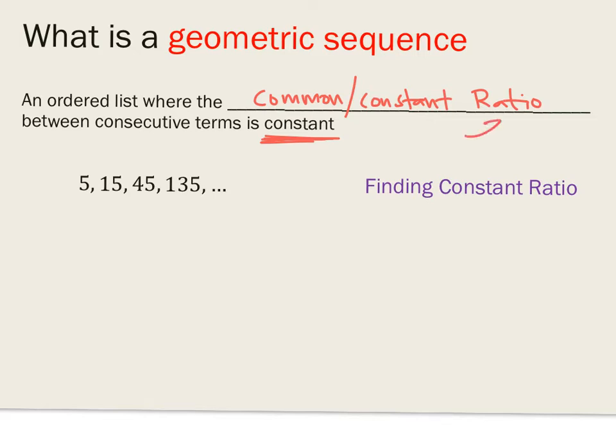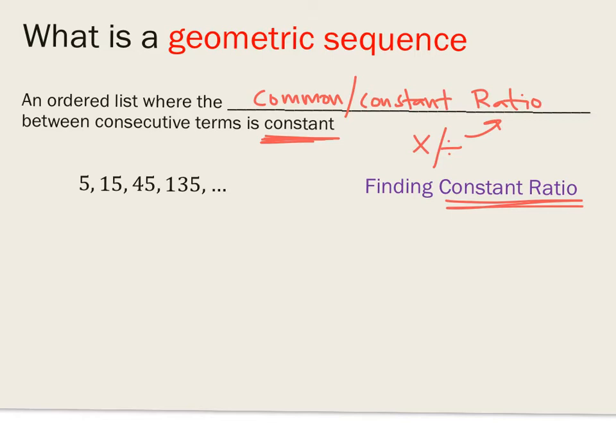But this time, when we think of ratio, like I told you before, think of a fraction. But what we're really going to be focusing on is multiplication and division. So we're going to look to see if there's multiplication between terms and division between terms. So let's look at this example that we have down here. We have 5, 15, 45, 135. And so we need to be able to find this constant ratio if it exists.